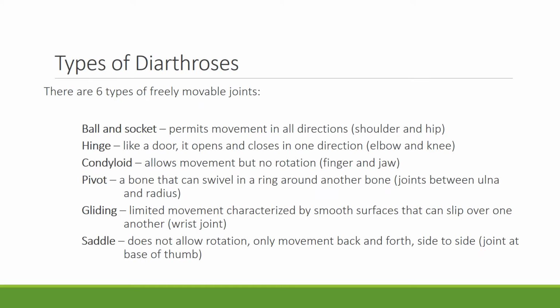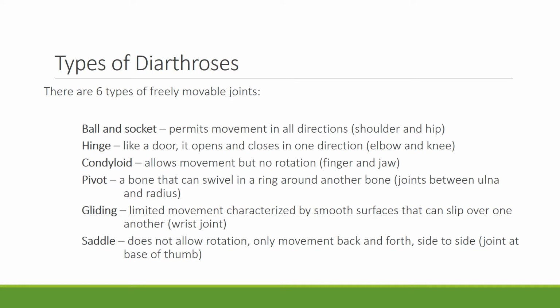There are 6 types of diarthroses or freely movable joints. They are the ball and socket, which permits movement in all directions. The shoulder and hip are examples. Hinge joints are like a door. They open and close in one direction, and that would be the elbow and the knee joint. Condyloid allows movement but no rotation, and that's your finger and jaw. A pivot joint is a bone that can swivel in a ring around another bone. Joints between the ulna and radius are an example of this.